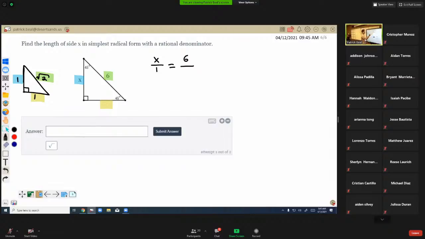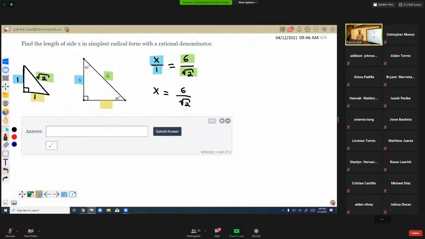So 6 on top, and then the square root of 2 on the bottom. Remember, because x was on top, 6 also has to be on top. So it's going to be 6 over the square root of 2. Actually, we can skip the cross multiplying step here. The blue sides were x and 1. Green sides were 6 and the square root of 2. And so we're going to get x is equal to 6 over the square root of 2.